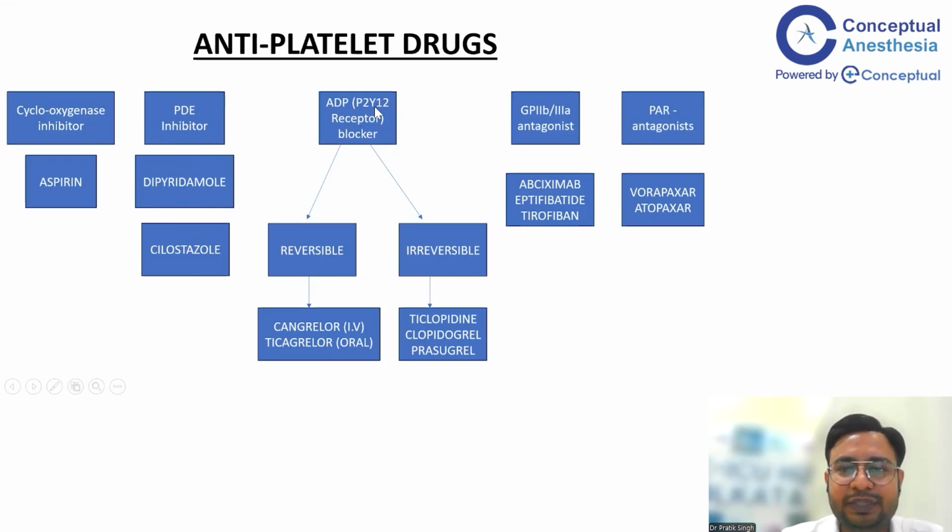Then coming to ADP P2Y12 receptor blockers, we are going to divide them into two parts, reversible and irreversible. Irreversible are ticlopidine, clopidogrel, and prasugrel. All of these drugs can be given orally. Reversible are cangrelor, which is given IV, and ticagrelor, which is given orally. Then GP2B3A antagonists are abciximab, eptifibatide, and tirofiban. Abciximab, as the name implies, is a monoclonal antibody, MAB. And the last, new category of drug that has come is protease activated receptor 1 antagonist. These are vorapaxar and atopaxar.